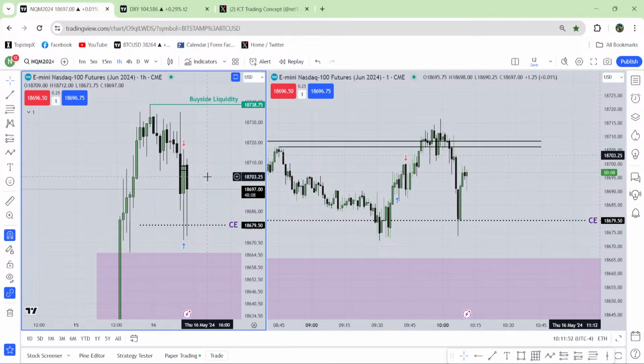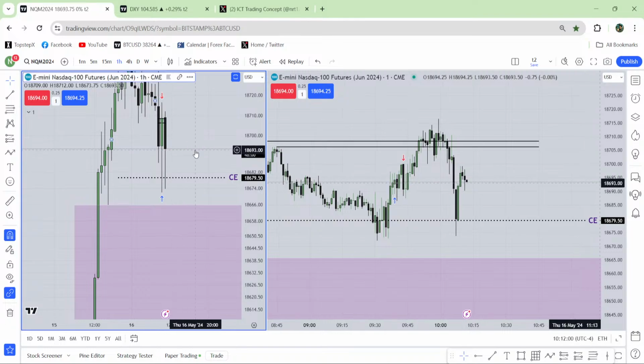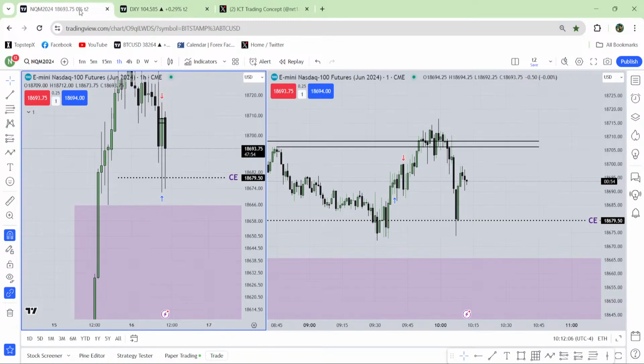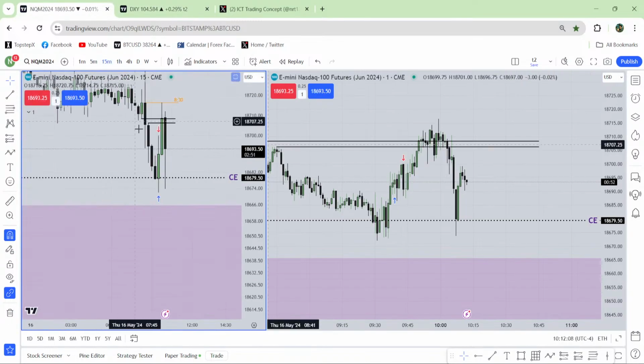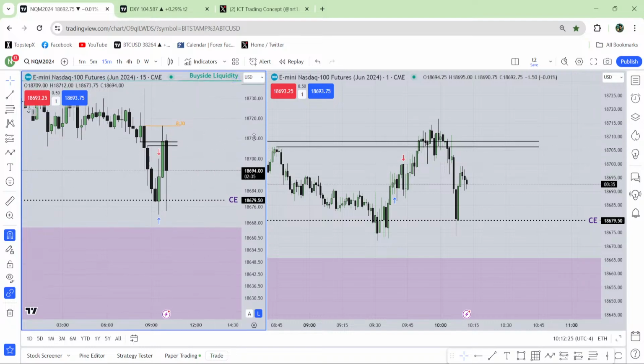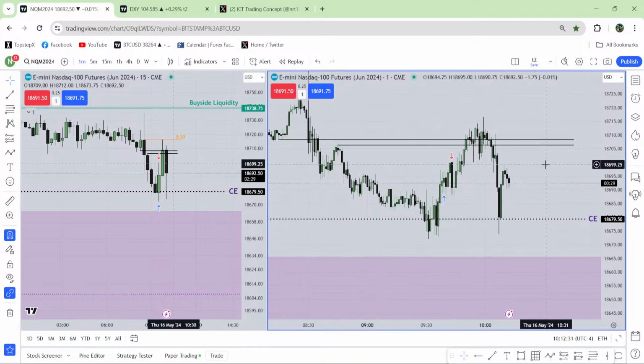What are you talking about, guys? From the 1 hour chart, I don't see anything. For me, there is nothing from the 1 hour chart. Do you think this is very clean price action? No, it's not clean price action. It's just bad price action.